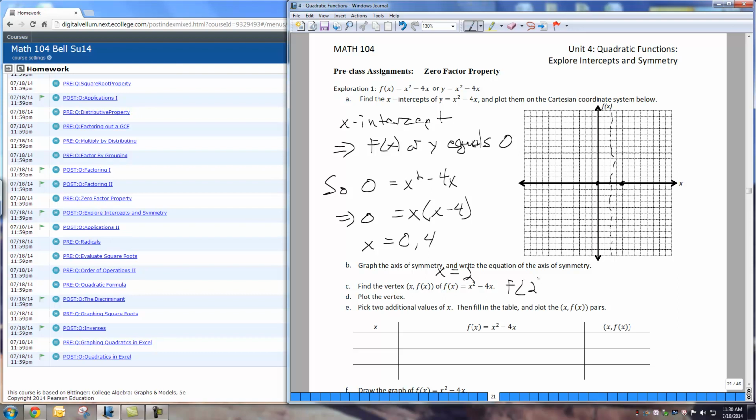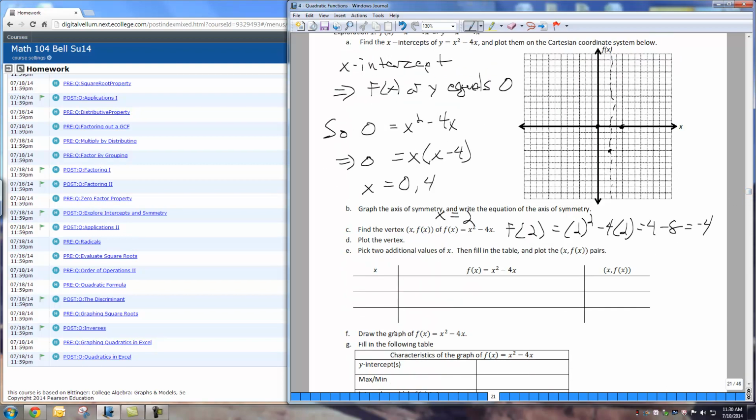So f of 2 equals 2 squared minus 4 times 2, which is 4 minus 8, which is negative 4. So my vertex occurs at 2, negative 4, which is right here. Plot the vertex, so I plotted it. So here's the vertex, the point 2, negative 4. And here's my x-intercepts. I know this is the axis of symmetry because that happens halfway in between my x-intercepts.